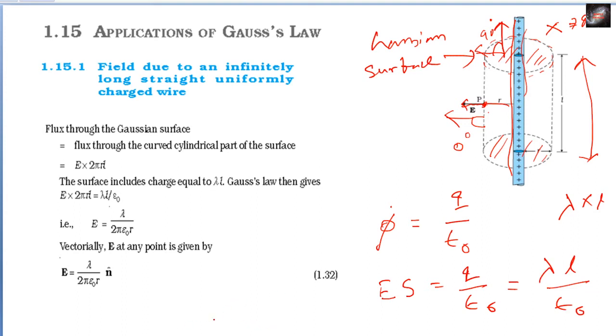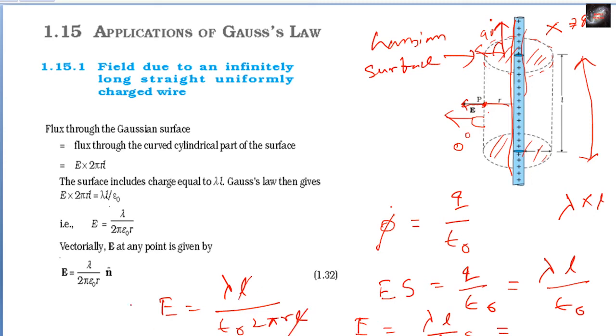So what is the value of E? E is equal to lambda into L by epsilon naught into S. S means the surface area of the cylinder. Cylinder का surface area कितना होगा? Now the surface area of the cylinder is 2 pi r into L. So here L cancels.